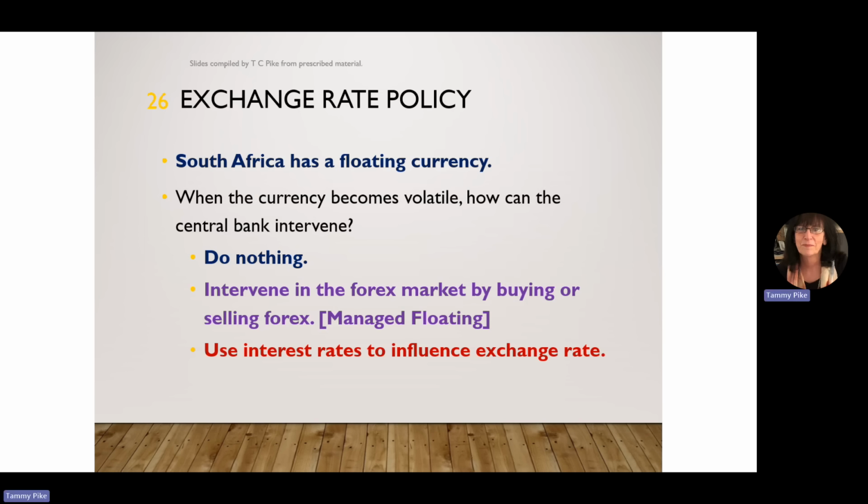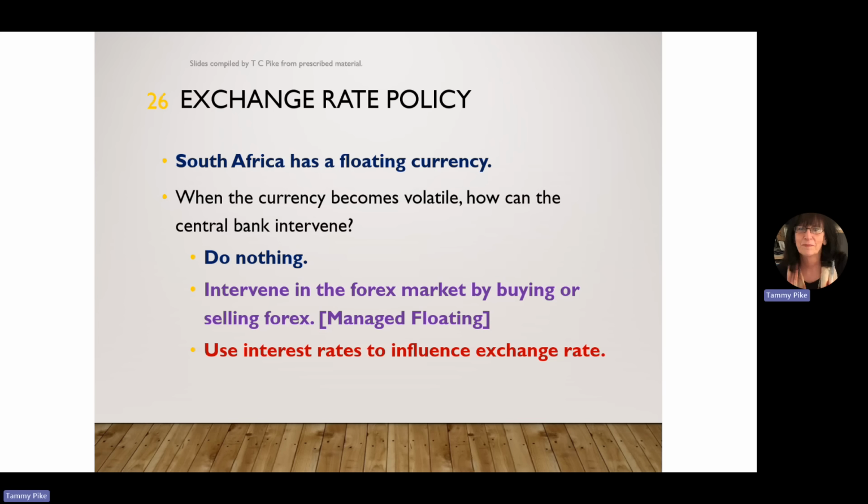Your exchange rate policy, remember, is what to do if the rand is very volatile. In other words, if we find tomorrow it's up strong, next day it's down low, it's depreciated, what can we do in order to try and intervene and prevent this volatility? Well, we've got three options: do nothing, intervene in the foreign exchange market, and use interest rates to influence the exchange rate.